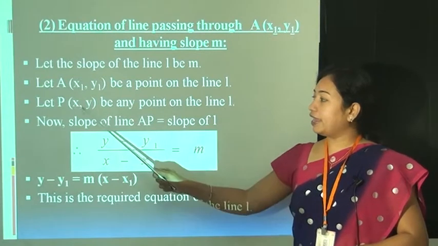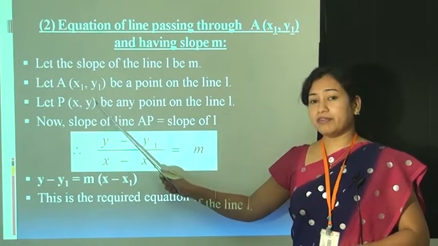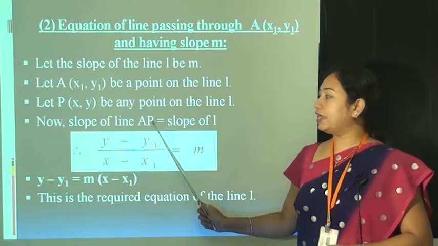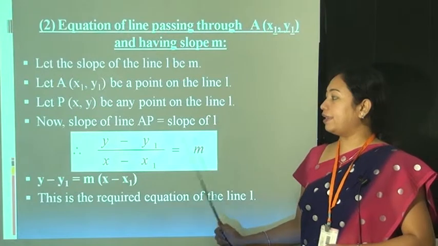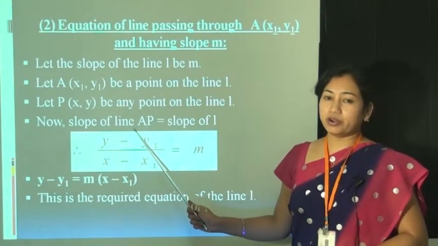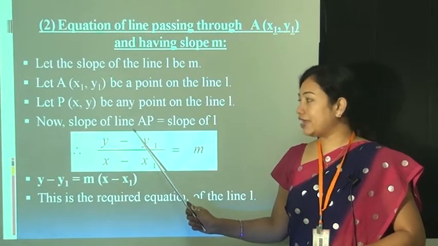Now P and A are both on the same line, that's why their slopes are always equal. So the slope of line AP is equal to the slope of line L. Now we know the formula of slope. Slope is nothing but the difference of y coordinates divided by the difference of x coordinates.